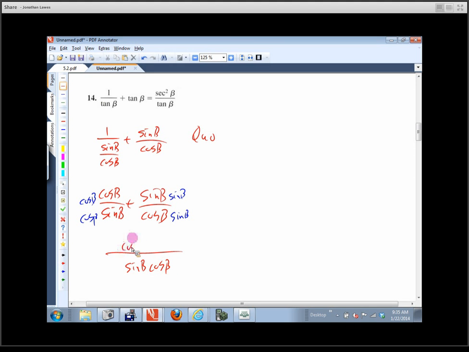And on the top is going to be a cosine squared beta plus sine squared beta. And what is cosine squared beta plus sine squared beta? Whoops, that should be a beta. What's sine squared beta plus cosine squared beta? Isn't that a 1, right? So this is 1 over sine beta cosine beta. Now, at least we have one single term.